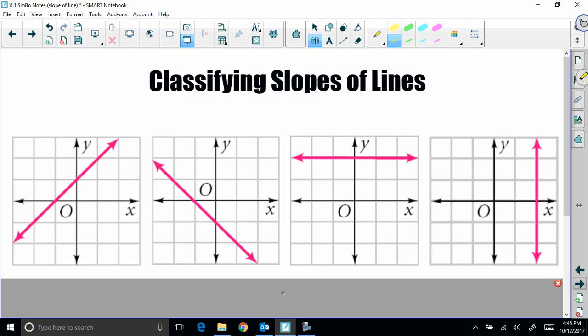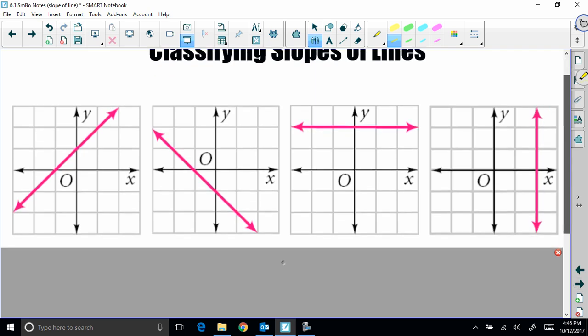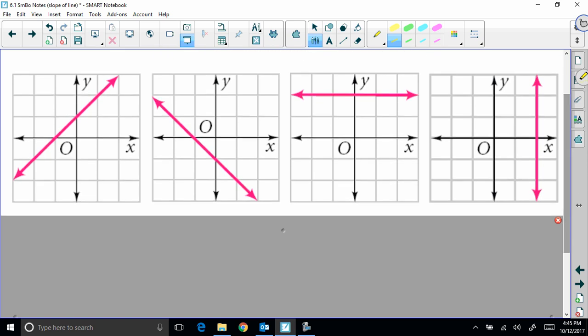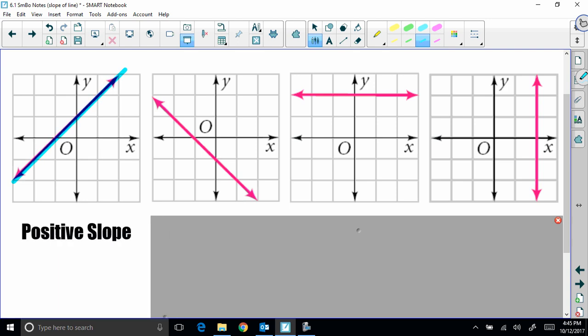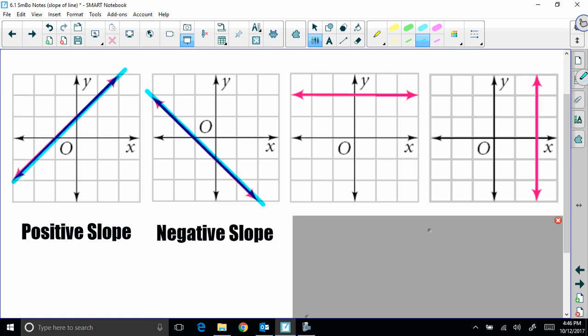Okay, and so what you'll notice is when you're classifying slopes, the answers for slope can be positive, they can be negative, they can be 0, and they can be undefined. So on this first one, this is like that very first one we did. This line, we would say, is going uphill. And if it's going uphill, that's a positive slope. If your line is going downhill, that would be a negative slope. So downhill, and you're always looking at your lines from left to right. Okay, so uphill is positive, downhill your slope needs to be negative.